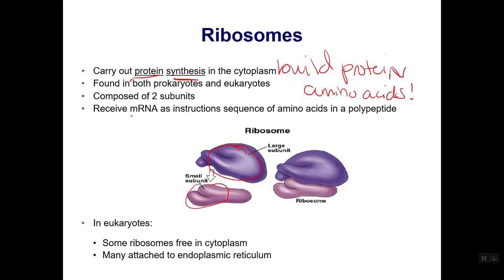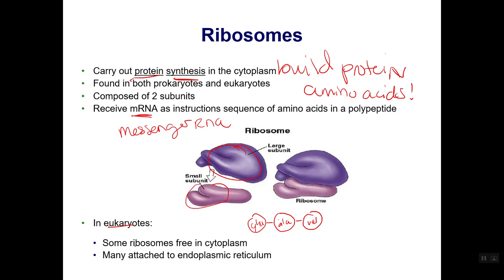They receive mRNA, which is messenger RNA, and that is going to give them instructions on which amino acids to put together to make a protein or a polypeptide. So maybe they'll get instructions to add glutamate, and then they'll get instructions to add the next amino acid, which is alanine, and then maybe the next one will be valine. That mRNA is going to tell them what amino acids to string together to make that polypeptide, aka protein.